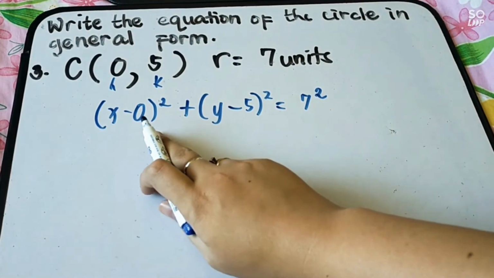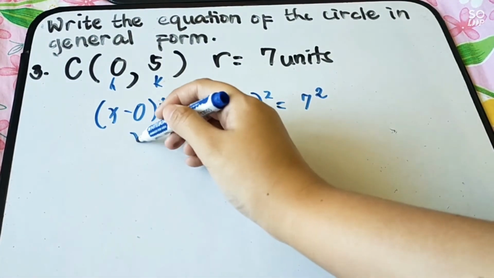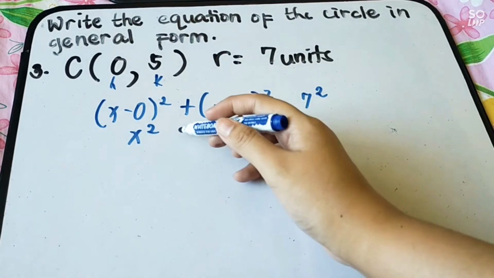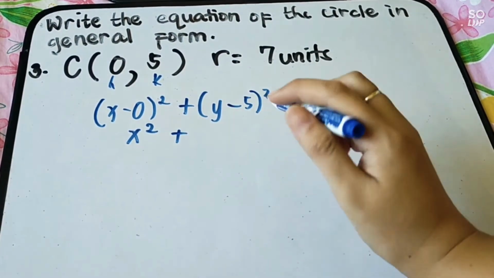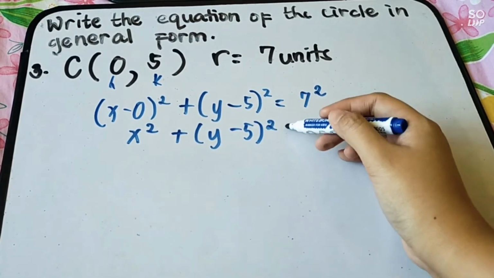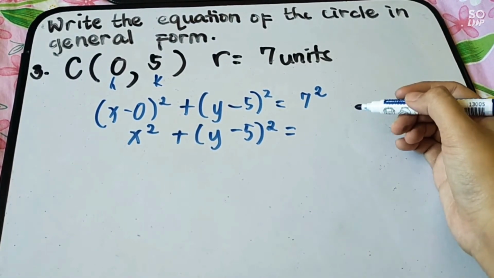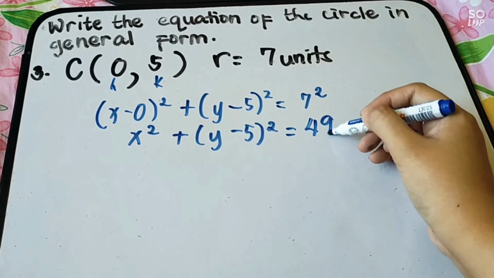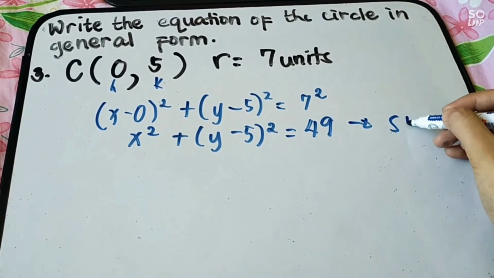So, x minus 0 is x, then squared. The answer here is x squared. Then, plus y, just copy, y minus 5, then squared, then equal to 7 squared. The answer here is 49. This is now your standard form.